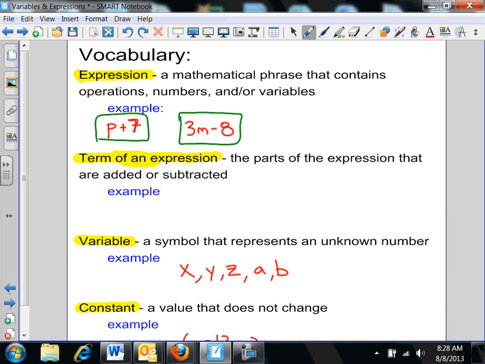Another example of an expression might be 6x minus 9. All 3 of those are expressions.